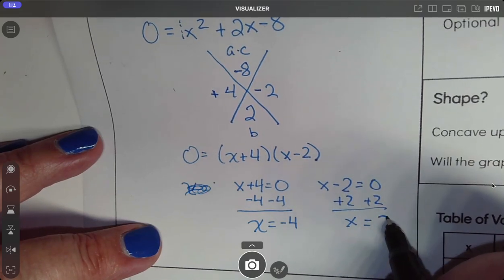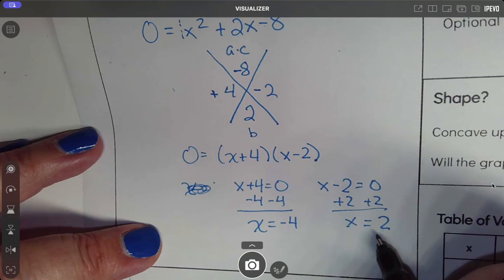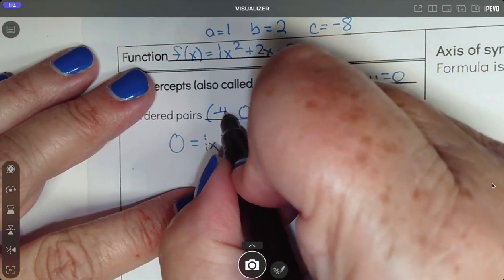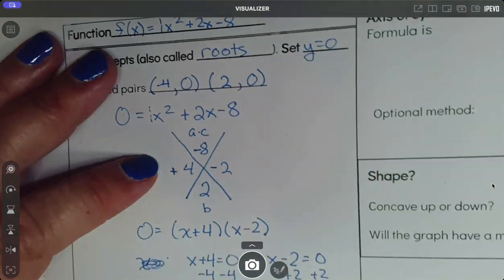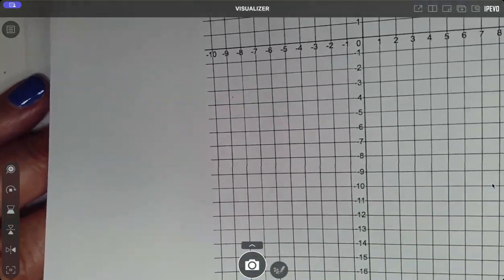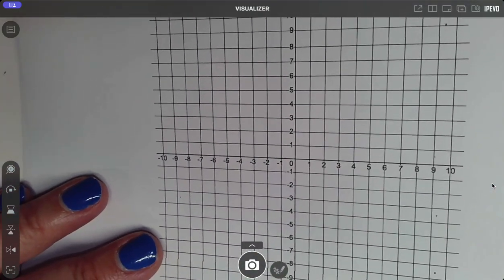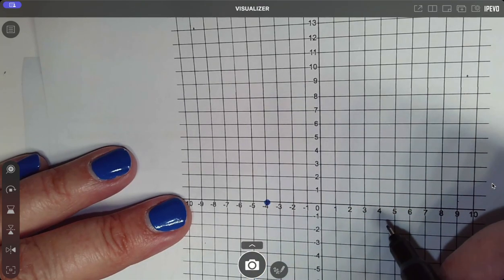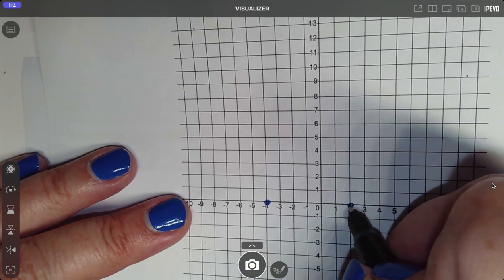and we'll get x equals 2. I'm going to fill these numbers in to my ordered pairs up here. So I have negative 4, 0, and 2, 0. Then I'm going to come over to my graph, and I'm going to graph these two ordered pairs. I have negative 4, comma 0, and 2, comma 0.